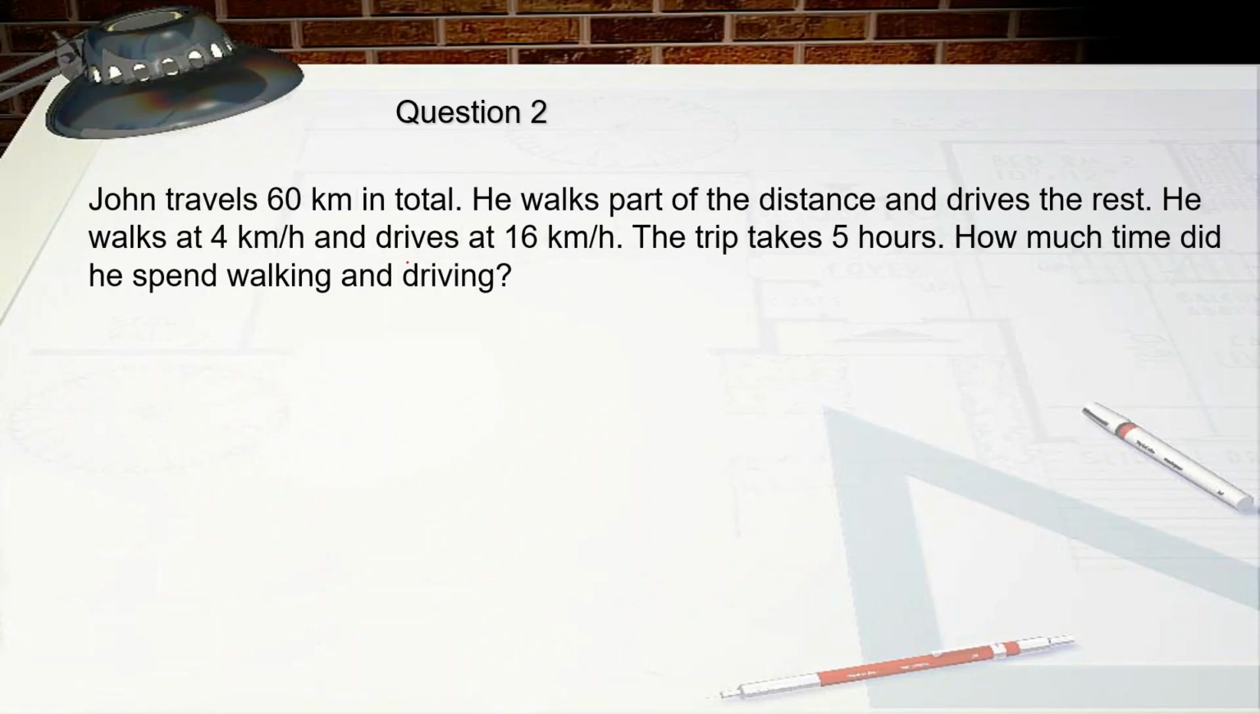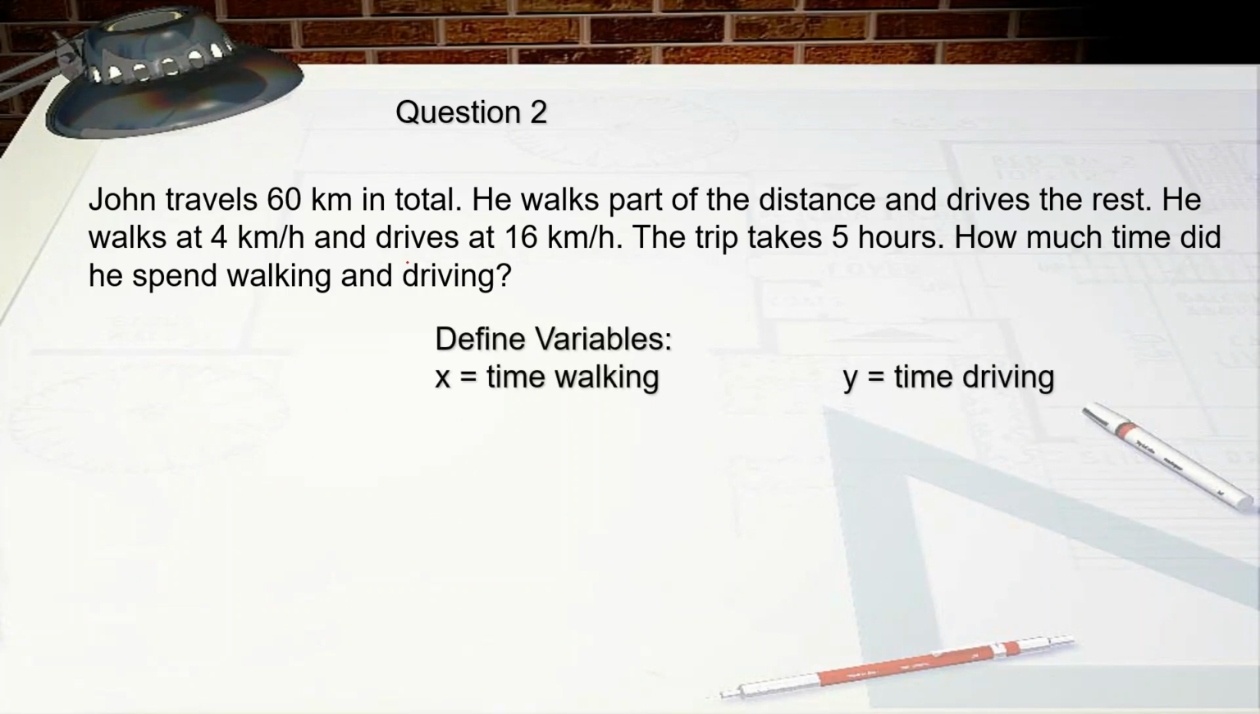Question 2. Okay, John travels 60 kilometers in total. He walks part of the distance and drives the rest. He walks at 4 kilometers per hour and drives at 16 kilometers per hour. The trip takes 5 hours. How much time did he spend walking and driving? First, we start by defining variables. So x is equal to time walking and y is equal to time driving.